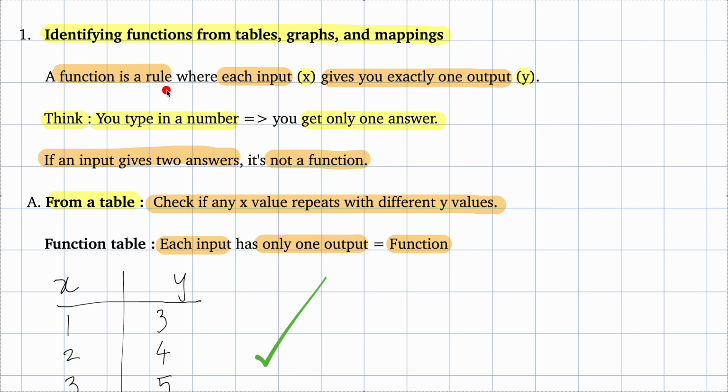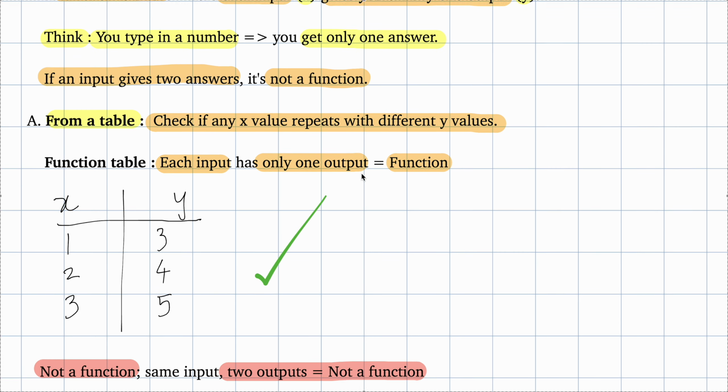A function is a rule where each input, the x value, gives you exactly one output, the y value. Think about this. You type a number into a calculator, let's say, and you always get one answer. If an input gives two answers, then it's not a function.